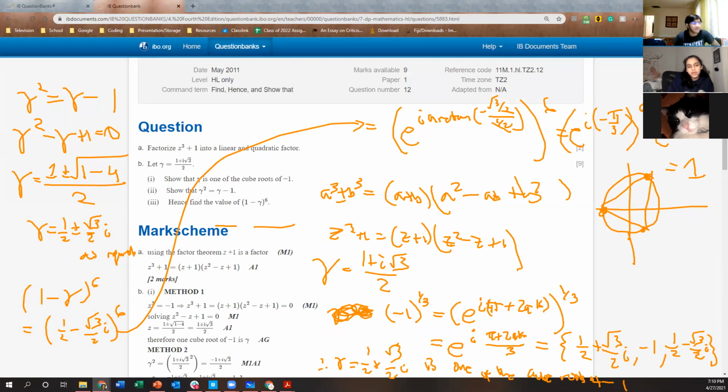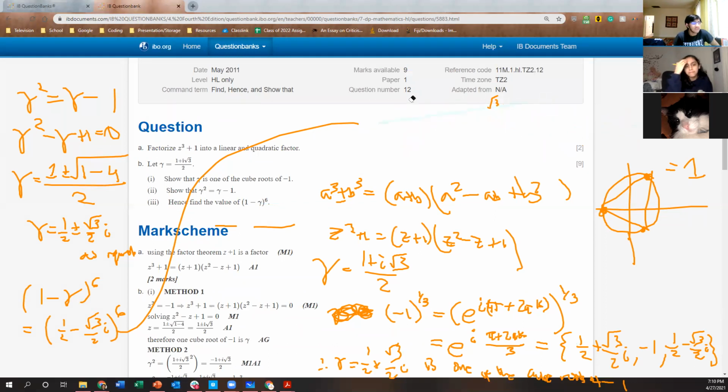But how do you know which method to use if they didn't? Like, I'm confused. Okay. So whenever it says "hence," you have to use something you've found out in the previous part of the problem. Oh.